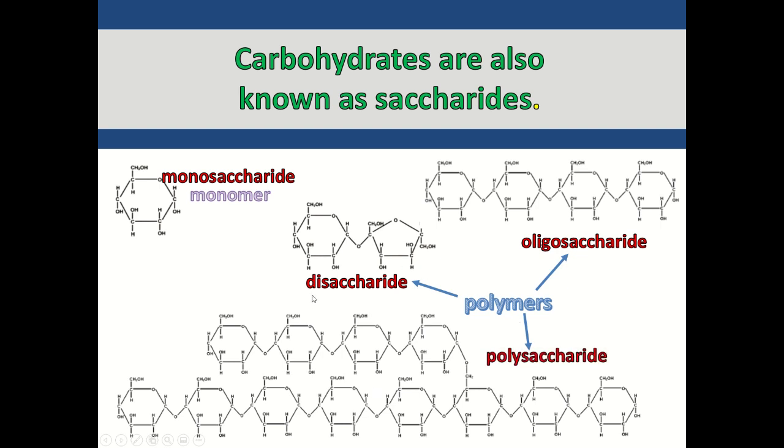All of these depend on the prefix. Di means two, so two sugar units, and saccharide means sugar unit. Oligosaccharide means a few sugar units, so here we have like 4 sugar units. And poly means many, so we have polysaccharide, and this is our complex carbohydrate.